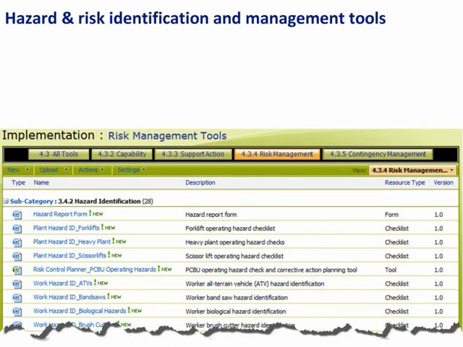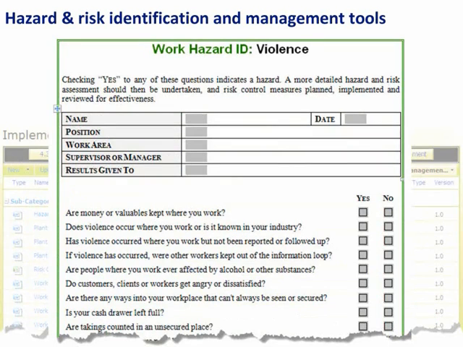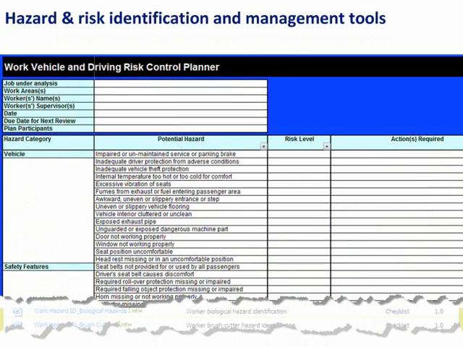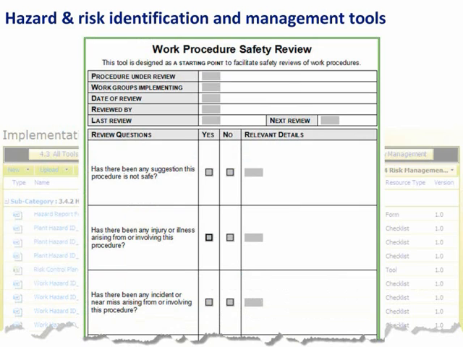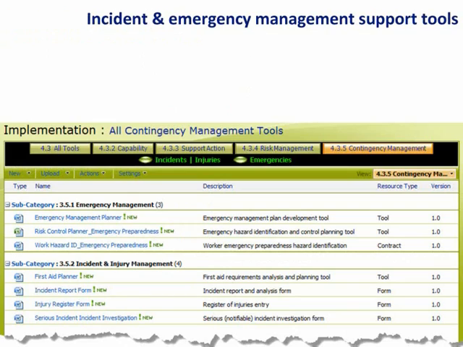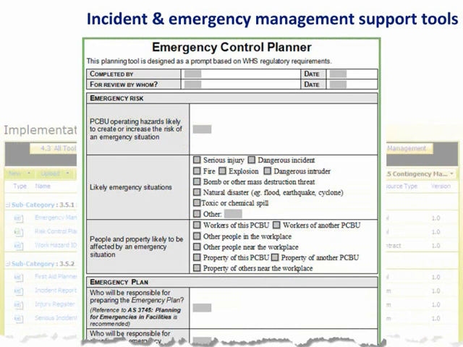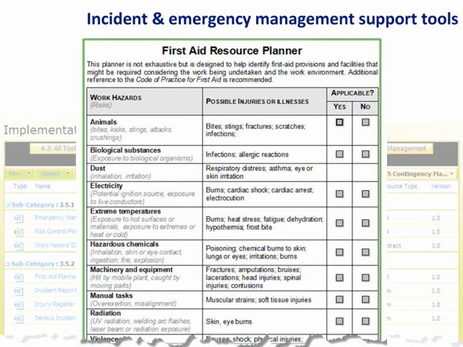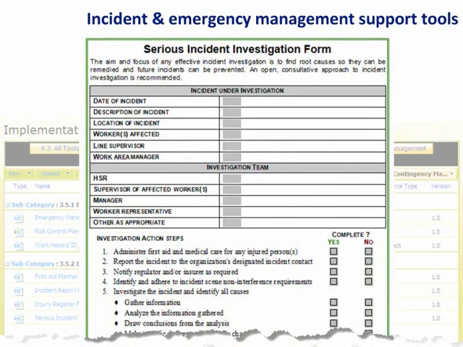The largest tool set in the box is the risk management set of hazard and risk identification, risk control and review tools, including hazard checklists for workers, risk control planning and management tools, procedural review tools, and general and specific risk registers. Incident and emergency planning and response support is also provided in the toolbox, including emergency control gap and needs analysis and planning tools, and report and investigation forms.